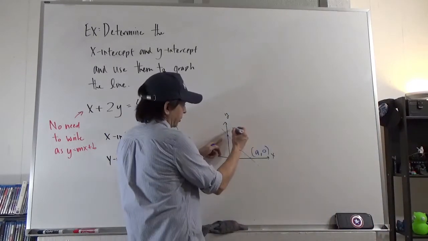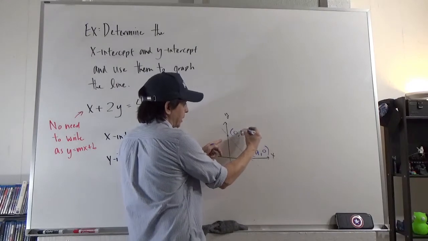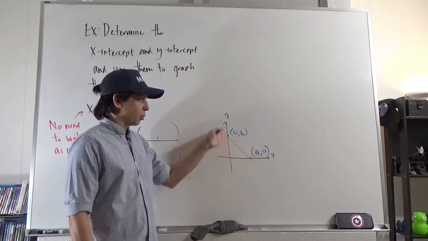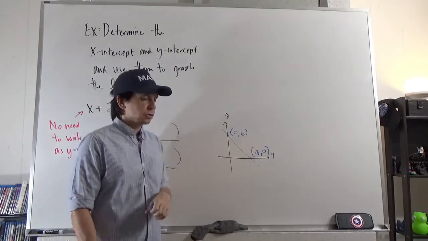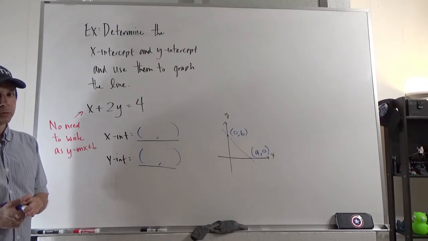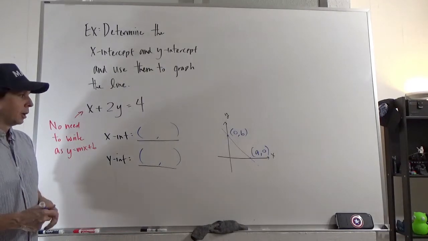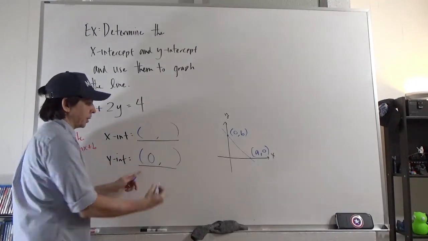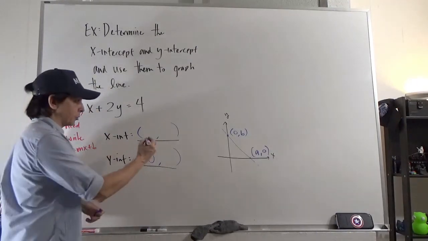The y-intercept, on the other hand, will be (0, b). It won't go left or right, but it'll go up or down, so it'll be on the y-axis, and that first coordinate will be 0. So those are the forms of those two intercepts, the x-intercept and the y-intercept. Now I'm going to start borrowing that. For the y-intercept it's (0, something), and for the x-intercept it's (something, 0).